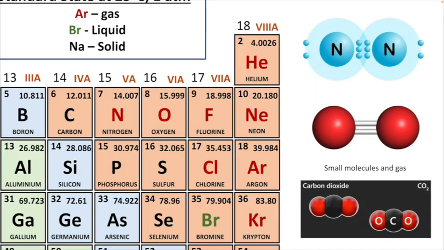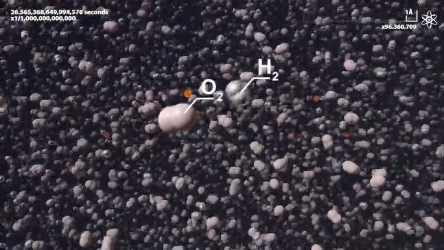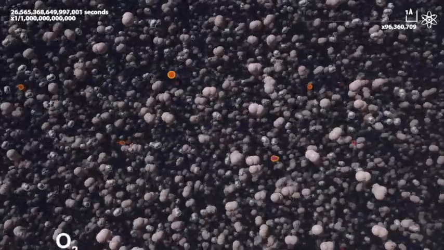Nitrogen and nitrogen. Each nitrogen atom needs 3 electrons. When two nitrogen atoms come together, they share 3 pairs of electrons, forming a triple bond. That's what makes nitrogen gas. Oxygen and oxygen. Each oxygen atom needs 2 electrons. Two oxygens share 2 pairs of electrons, forming O2. Carbon and oxygen. One carbon atom shares 2 electrons with each of the 2 oxygen atoms, forming carbon dioxide. These are all small and stable molecules. Once formed, they hardly react with other elements.